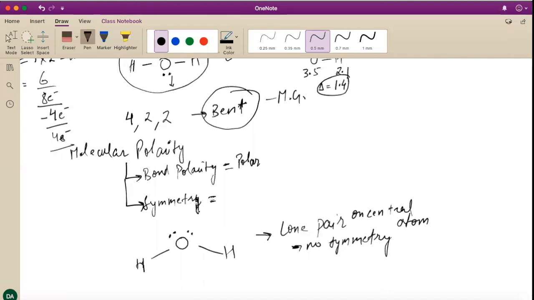If a lone pair means no symmetry, does that instantly make it polar? Yes. So for symmetry, guys, what should I say here, yes or no? Is this thing symmetrical? No. So if the bond is polar and there is no symmetry, what do you think the molecule is? Polar. That's how you figure out if the molecule is polar or not.